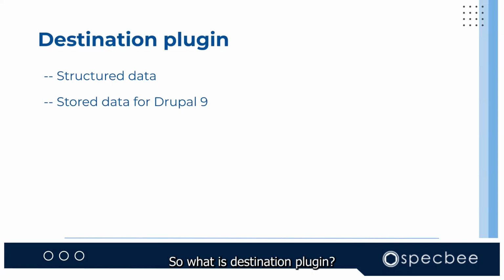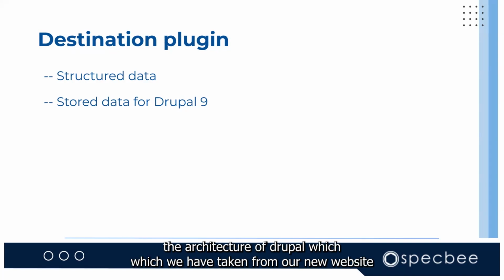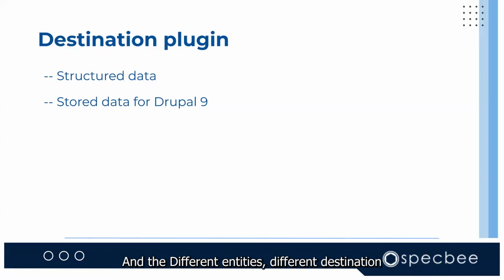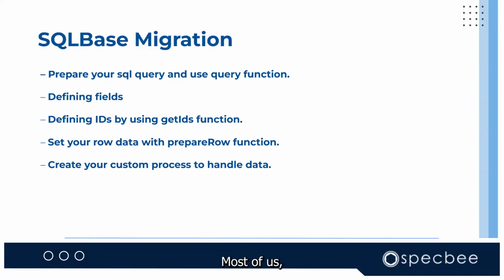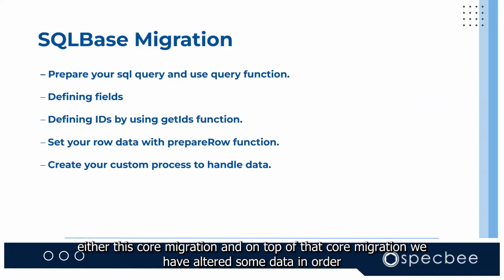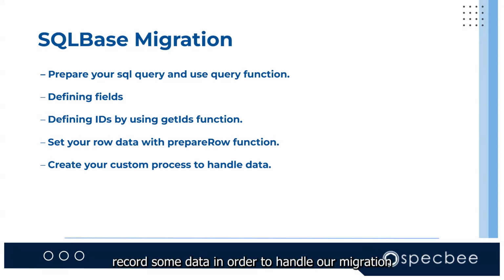So what is the destination plugin? The destination plugin is nothing but our Drupal entity, the architecture of Drupal which we have taken for our new website, and the different entities, different destinations like node, taxonomy, user, that we can provide to our migration source. Most of us have used core migration, and on top of that core migration, we have altered some data in order to handle our migration to store into a Drupal 9 website.